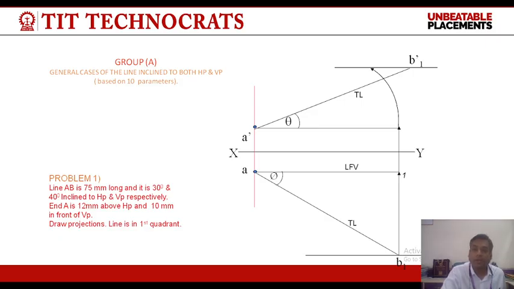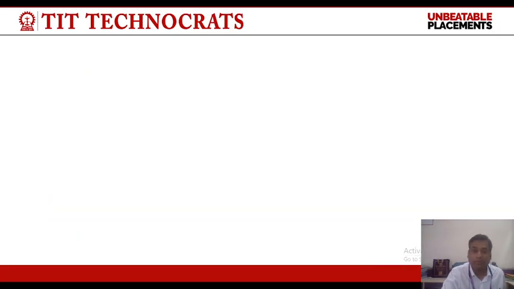We will get the final point B dash, and by joining A dash B dash, we will get the final front view. The angle of final front view is alpha. Similarly, from B dash point, we will draw a projector to cut the locus of B1 at some point, and this is the final point B. By joining this point B to A, we will get the final top view of the line. And the angle of top view is beta.